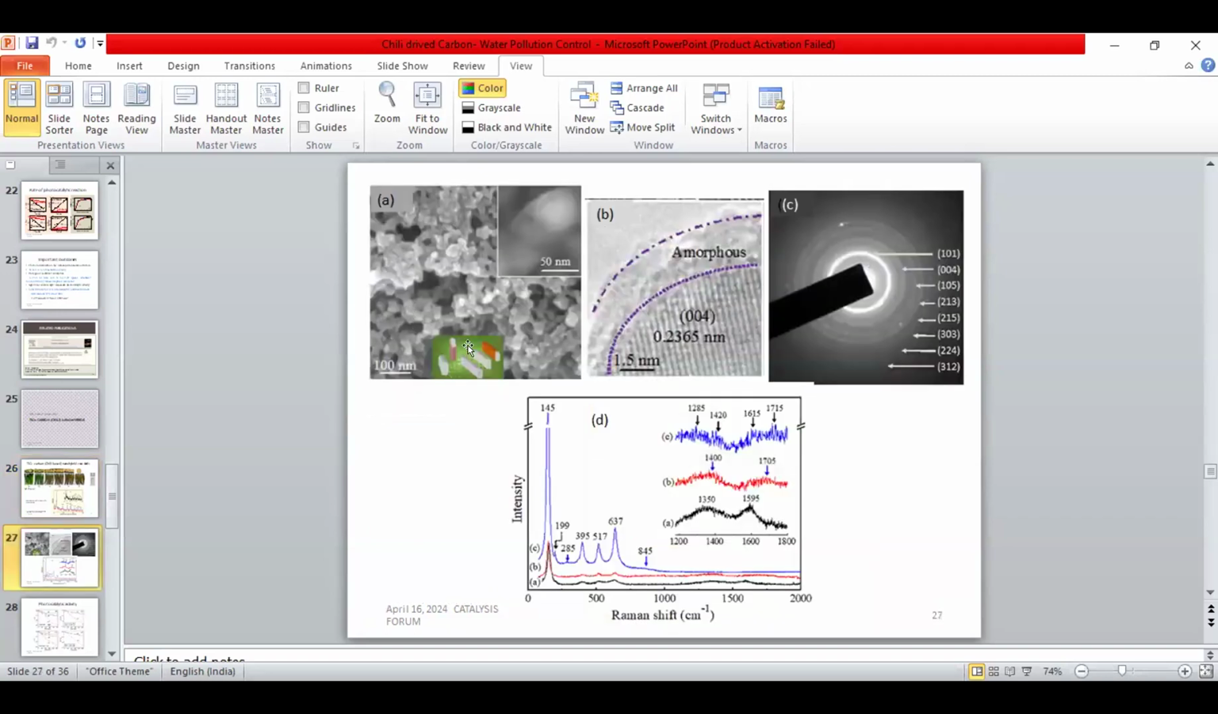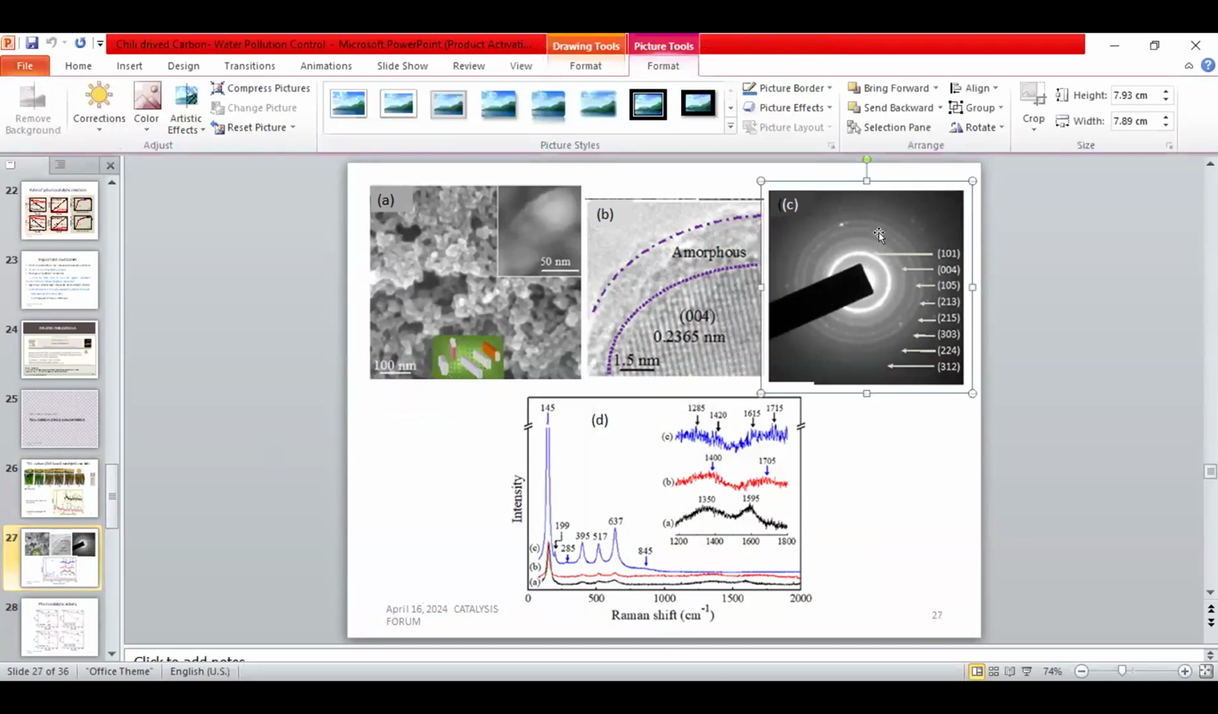Now, quickly going to the microscopic images here. The TEM images show that they are particulate in nature, having some coating of carbon on TiO2 nanoparticles. So it's a nanohybrid, we can say. And this TiO2 is polycrystalline in nature, as evidenced by this diffraction pattern.